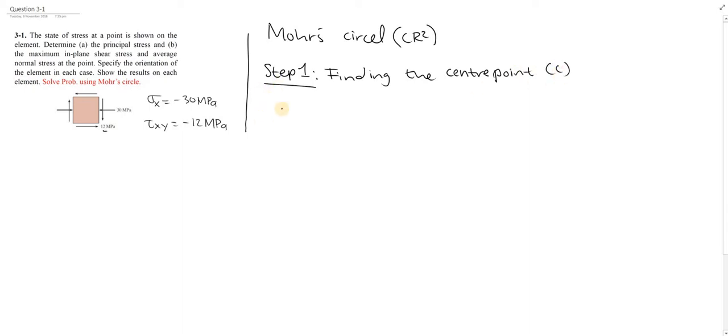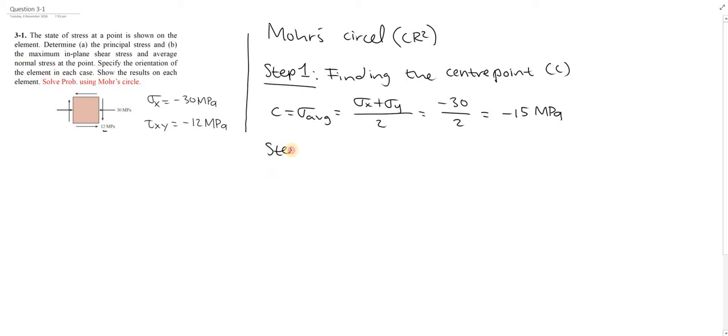So C, we will find by finding our average normal stress, which is just the x component plus the stress on y divided by 2. As we saw before, we only have an x component of normal stress, so we'll just have negative 30 divided by 2. Our average normal stress is just negative 15 megapascals.